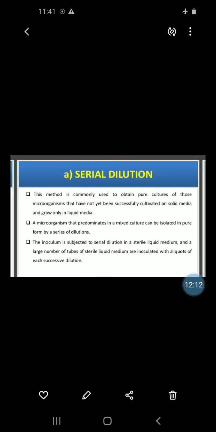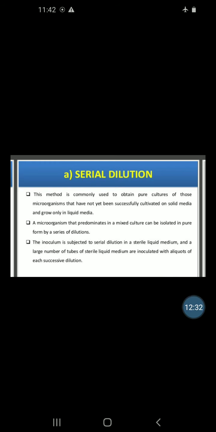Next, that is serial dilution. This is a commonly used method to obtain the pure culture of those microorganisms that have not yet been successfully cultivated on solid media and grow only in liquid media. Just keep in mind, serial dilution is commonly used for what? To obtain the pure culture of those microorganisms that have not been successfully cultivated on solid media and grow only in liquid media.